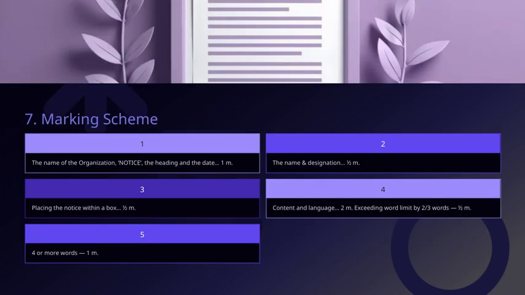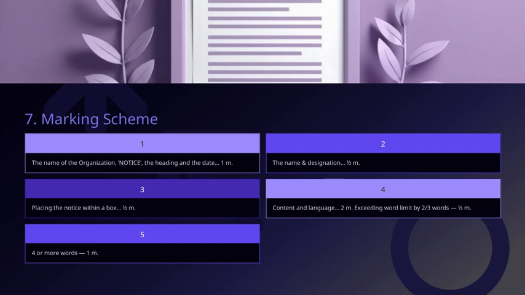Let's look at the marking scheme for this particular task. First, the organization name, which in this case is notice, along with the heading and the date, should be given 1 mark. This means it's important to clearly include all these details prominently. Next, placing the notice within a box earns half a mark. This helps to make the notice stand out visually and ensures it's easily identifiable.